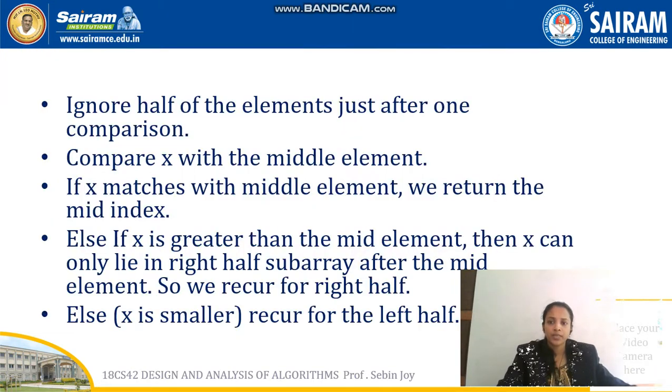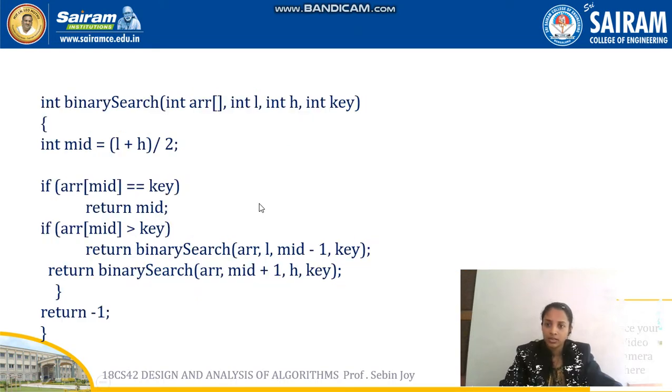After one comparison, we will be ignoring one half, and we will compare x with the middle element. If x matches with the middle element, we return the mid index. Otherwise, we follow the same steps that I have told you just now. This is binary search.